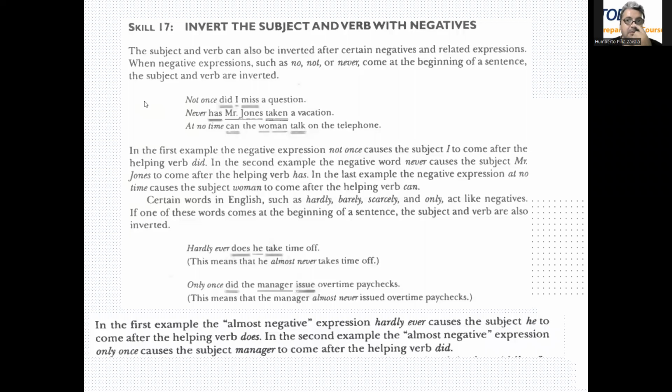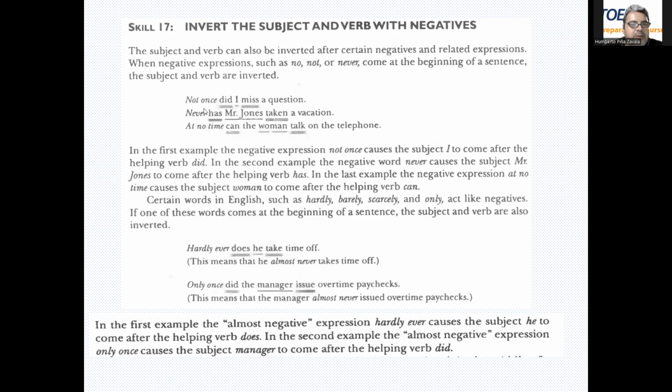Okay, right now we're working with structure and written expression, and we're working with the inversion of the subject and the verb. So right now, skill 17: invert the subject and the verb with negatives. The subject and verb can also be inverted. I mean, we're working with other occurrences in which we invert the subject and the verb, like with question words. But now we're going to work with negatives. The subject and verb can also be inverted after certain negatives and related expressions. When negative expressions such as no, not, never come at the beginning of the sentence, the subject and the verb are inverted.